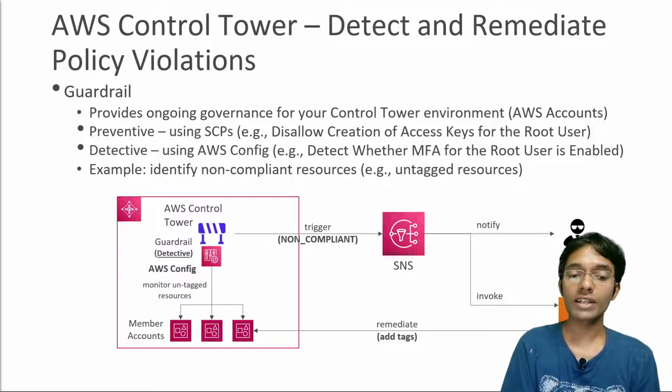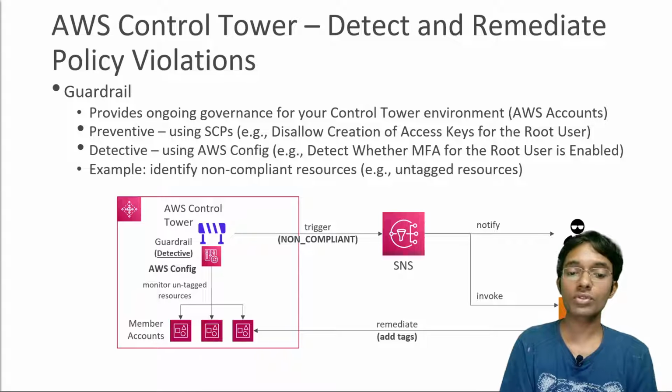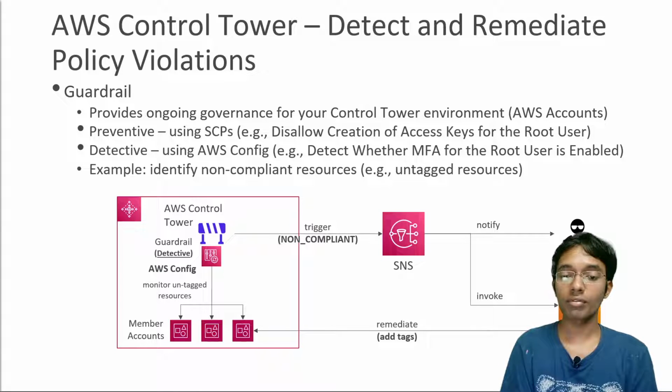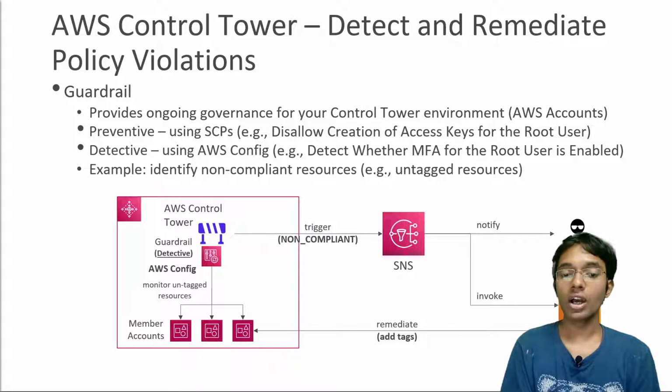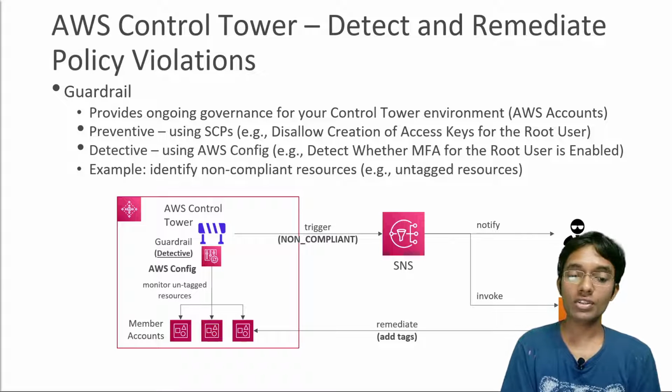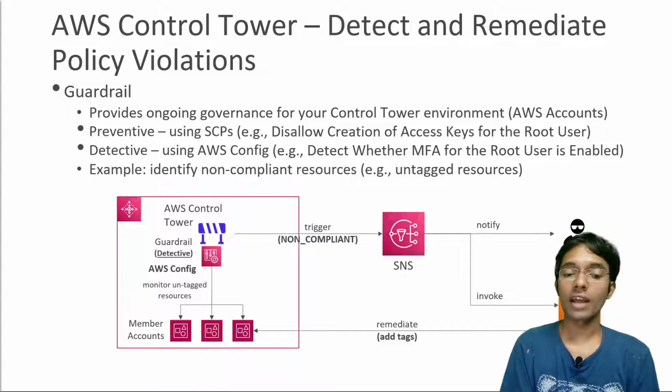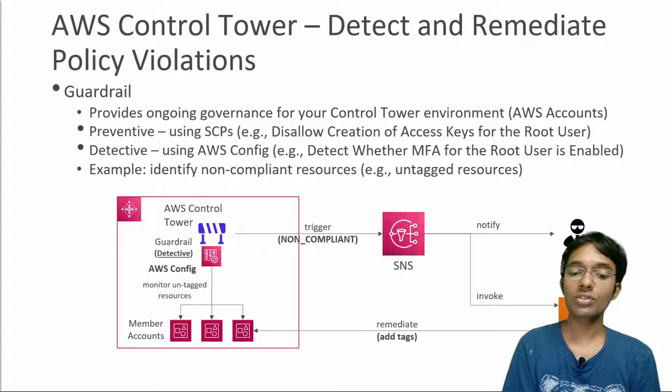Here's an example. We want to see which resources are untagged. So we have a detective guardrail in Control Tower using Config, and it's going to monitor for untagged resources in your member accounts as part of your organization. If non-compliant, it's going to trigger an SNS topic, which can notify an admin or maybe invoke a Lambda function, and that Lambda function itself can remediate this and add tags where needed.